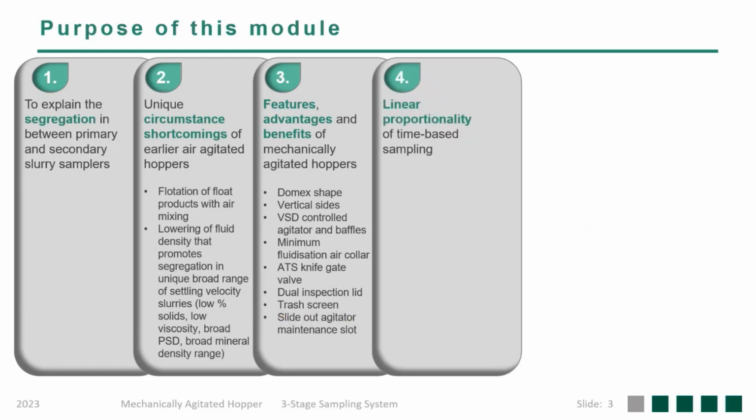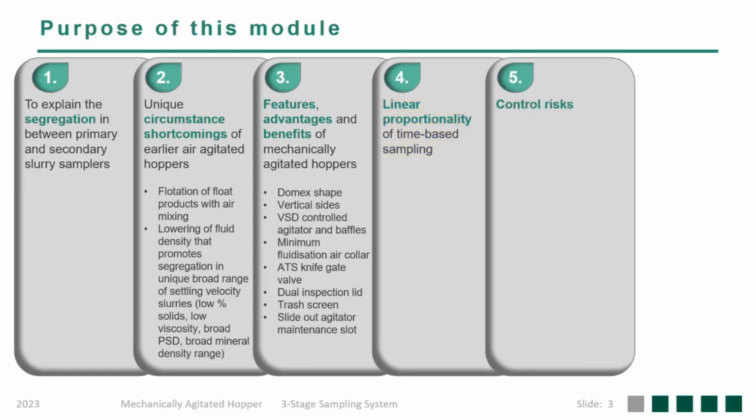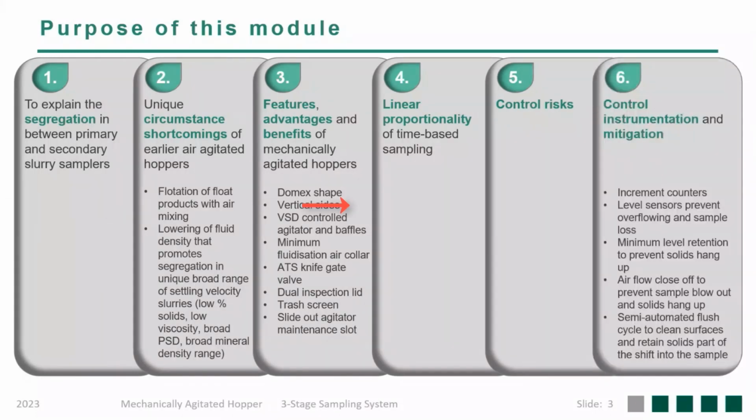The other purpose we will discuss is the linear proportional time-based sampling, and also the control instrumentation and mitigation, whereby we will discuss the increment counters, and also the level sensors, and how they prevent overflowing and sample loss. We will also touch on the minimum level retention to prevent solids hang up, and air flow close off to prevent sample blowout and solid hang up. And finally, we will discuss the semi-automated flush cycle to clean surfaces and retain solids part of the shift into the sample.